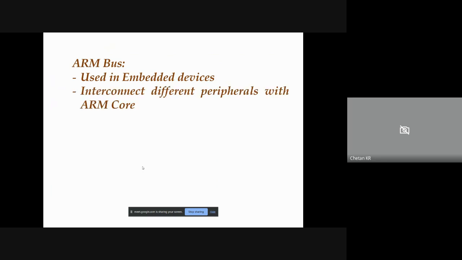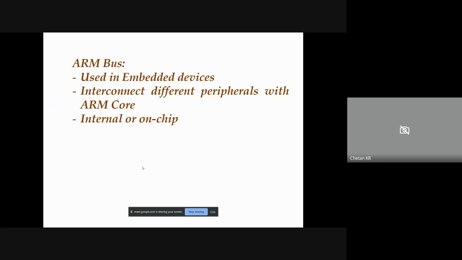And it is used to interconnect different peripherals with the ARM core. The ARM core processor will be there. From the processor, you want to interconnect the peripherals. Peripherals means input devices and output devices. To interconnect them, we use the ARM bus. Along with that, memory is also connected. And since it is majorly a microcontroller, it is internal, on the chip. It will be inside. External cable will not be there. The bus is inside, internal.